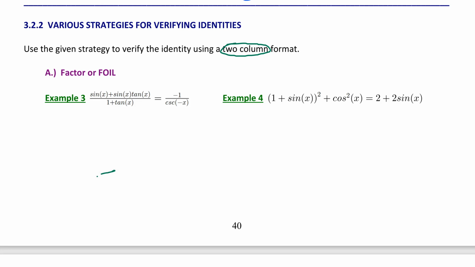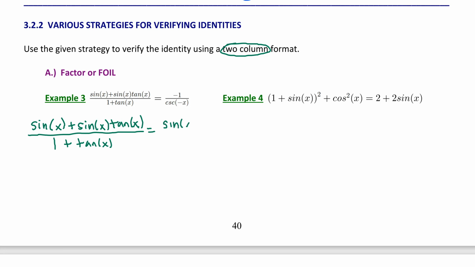So I'm going to begin my two-column proof by copying down the expression on the left and simplifying it, showing hopefully step by step that it will transform into the expression on the right. If you'll notice in the numerator of this fraction, there's a greatest common factor of sine of x between the two terms. So we can factor it out. When we do, this leaves behind the expression 1 plus tangent of x.